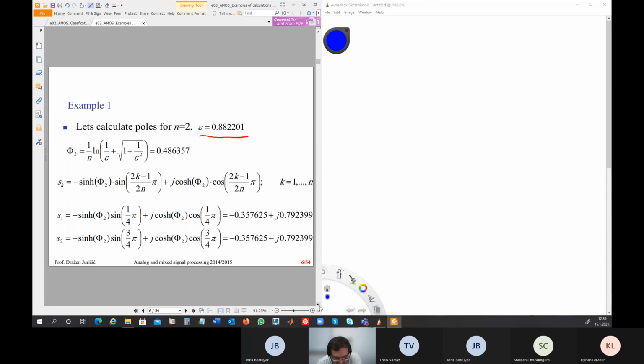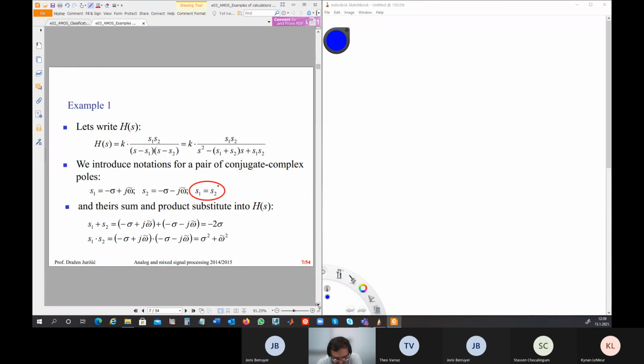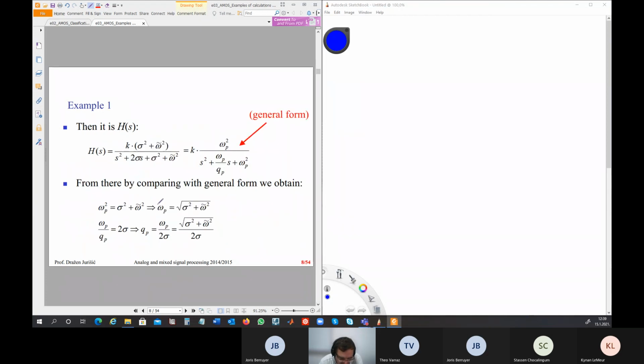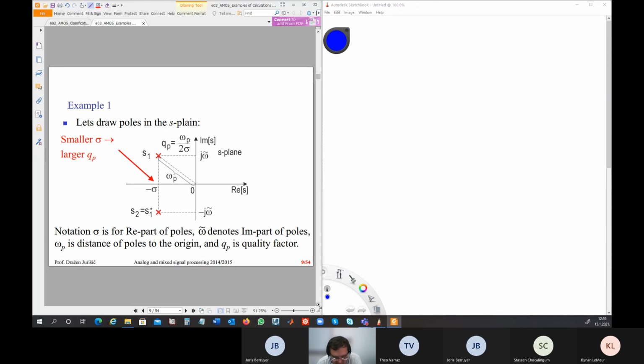Then you have the possibility to calculate poles. Poles are here, they are conjugate complex. You can put them back in your H of S. You can calculate from real and imaginary parts of poles omega p or QP, which is something we already know. This is the general form of the low pass filter. And then it's also plotted here. This is something we have already done. You can look at the slides by yourself.